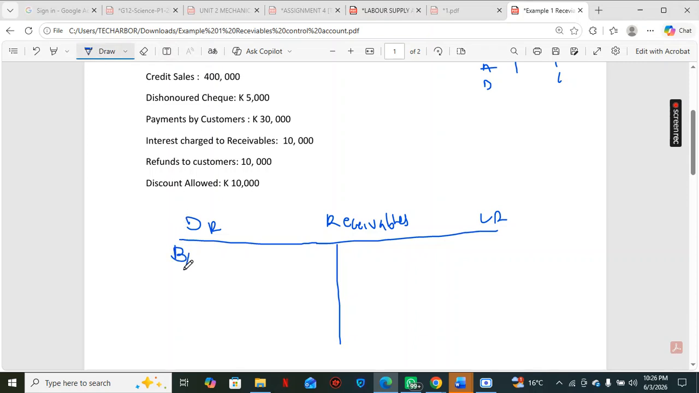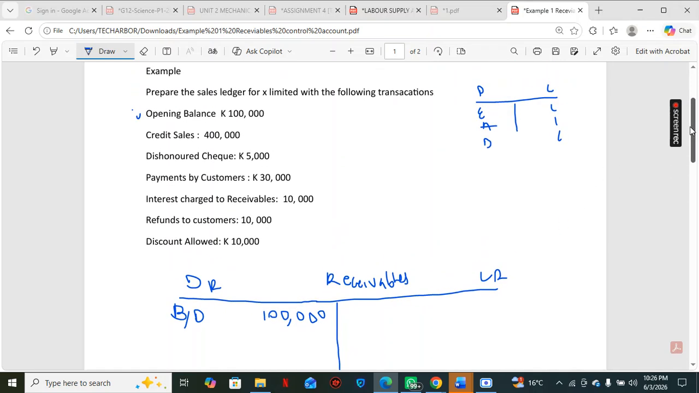Balance brought down 100,000 here. Unless stated otherwise, the balance brought down is always on the debit side. Okay. We have credit sales of 400,000 kwacha.